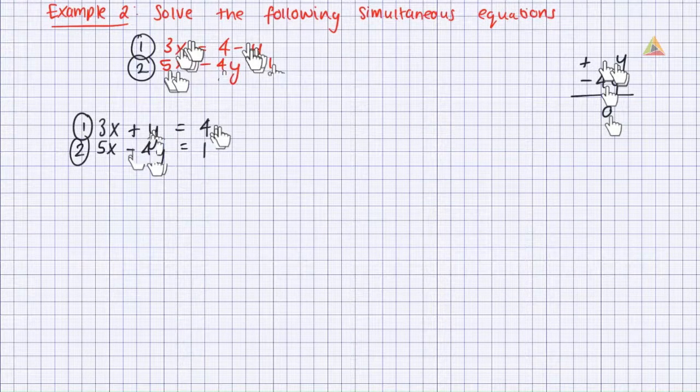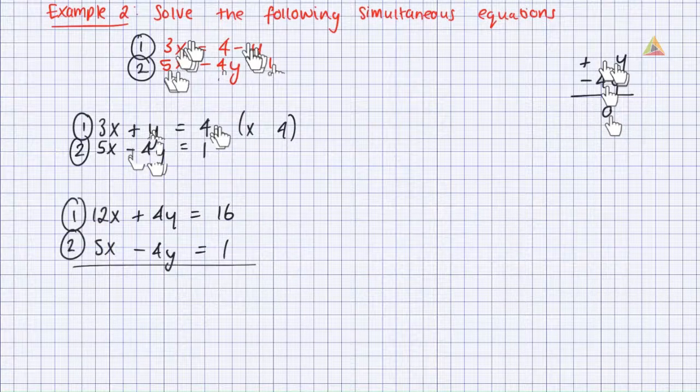So I usually put it in brackets like this. So we're multiplying the whole line 1 by 4. Okay, so I'm going to rewrite equation 1. So 3x by 4 gives me 12x. y by 4 is 4y. Is equal to 4 by 4, which is 16. Equation 2 we didn't do anything to, so we're going to put 5x minus 4y equals 1.